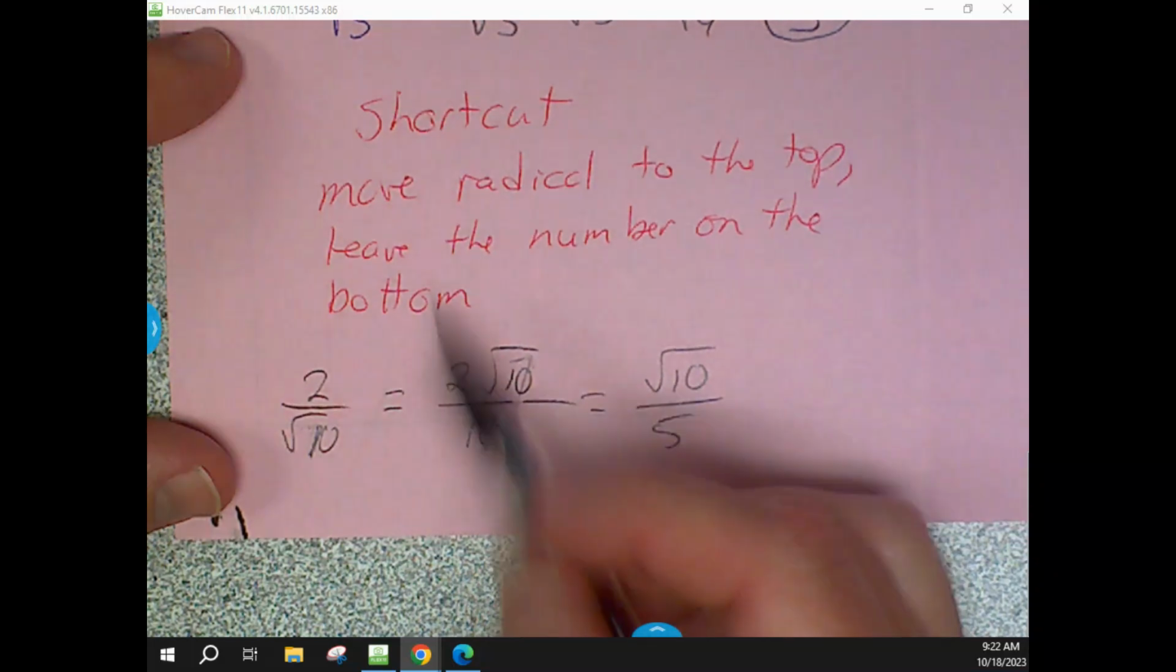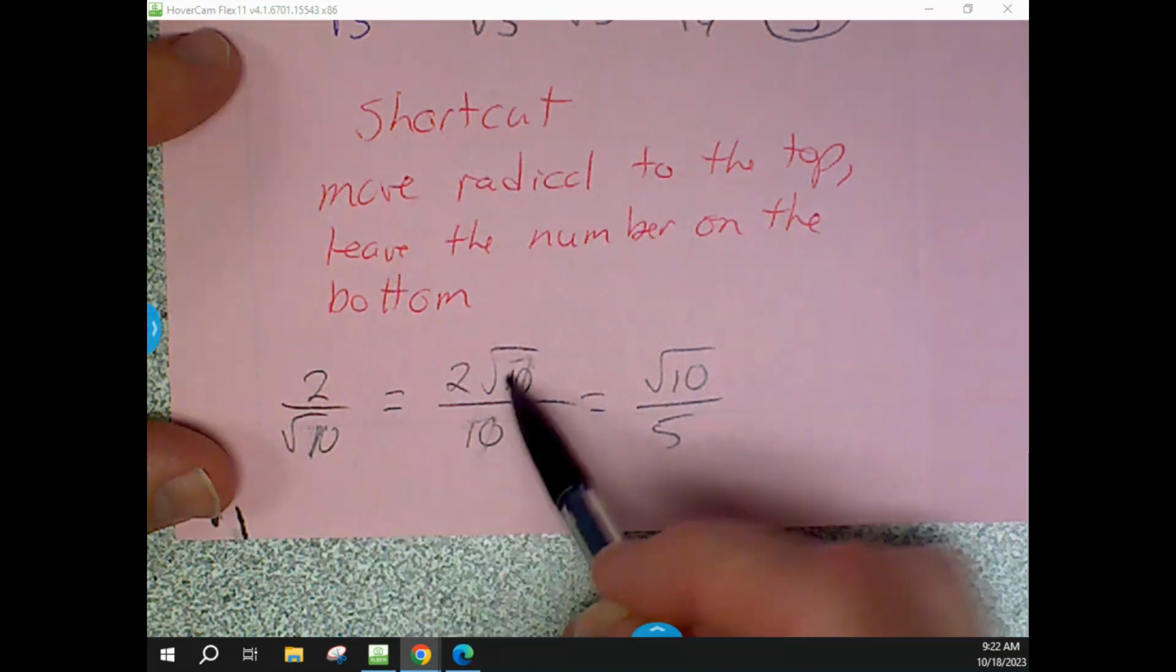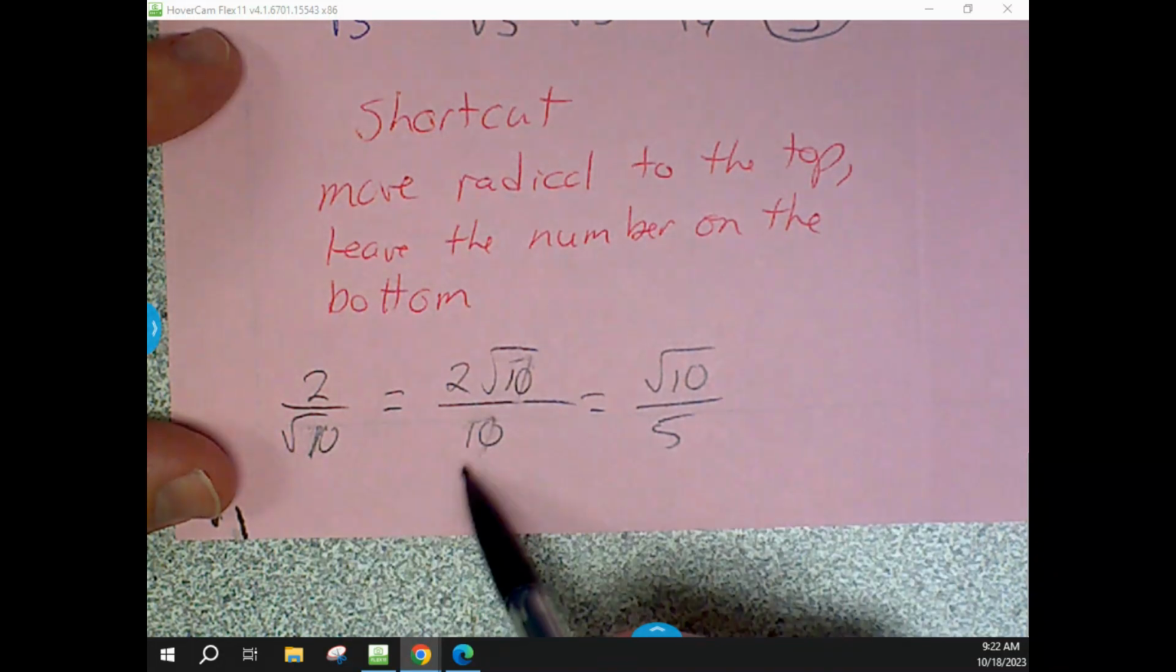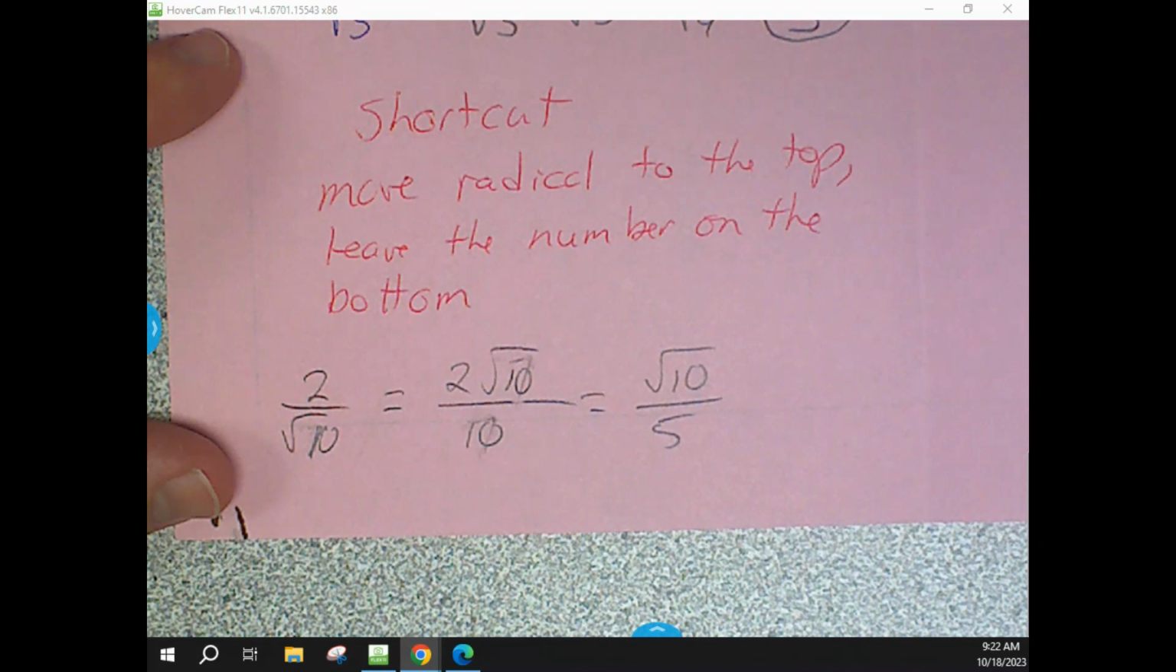Okay, so shortcut again is take your square root, move it to the top. On the bottom, you take the square root away and just give me the number. And then it's 50-50. Half the time you'll be able to simplify, and then half the time you won't be able to simplify.